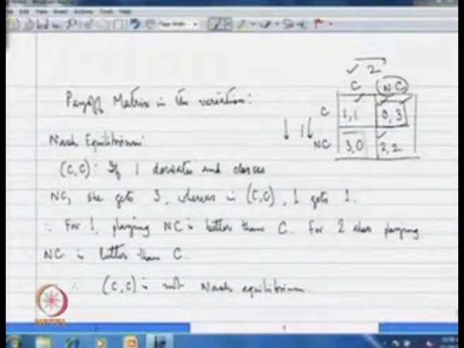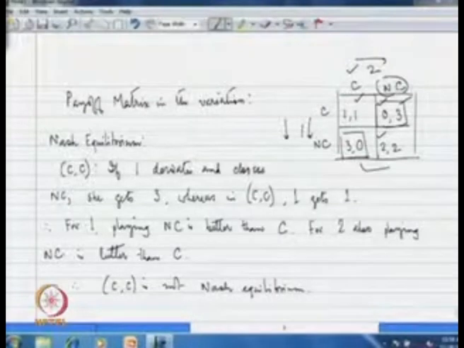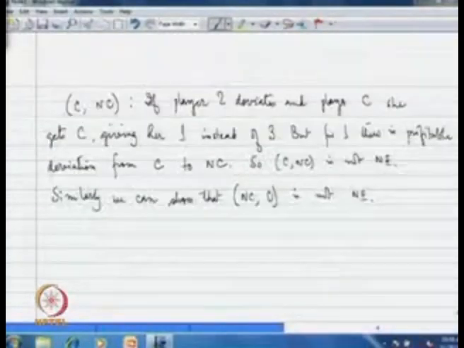NCC is this one. Here player 1 does not have any profitable deviation, but player 2 does have a profitable deviation from C to NC. So, therefore, NCC is not Nash equilibrium. The last one we are left with is NCNC. What about NCNC?